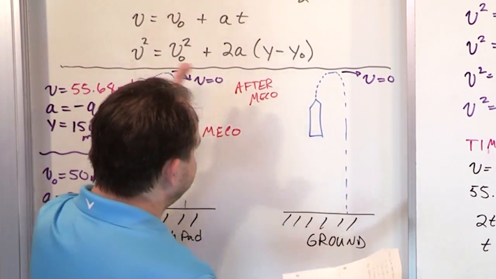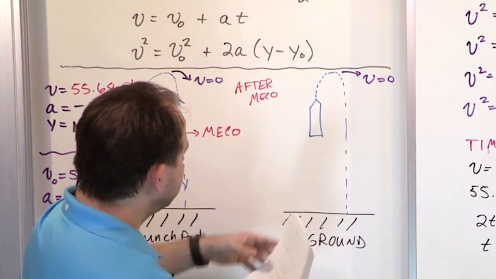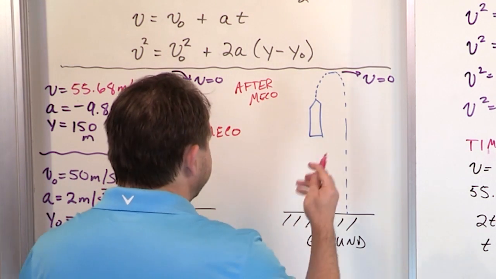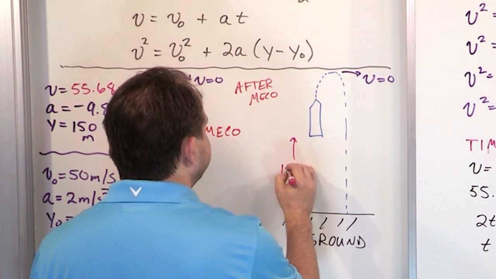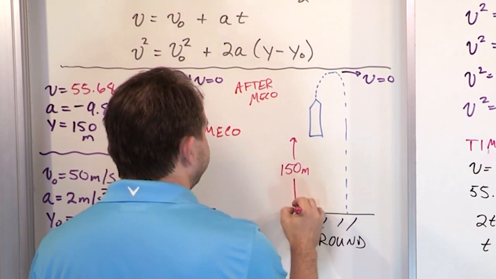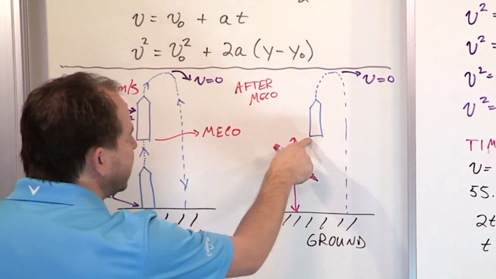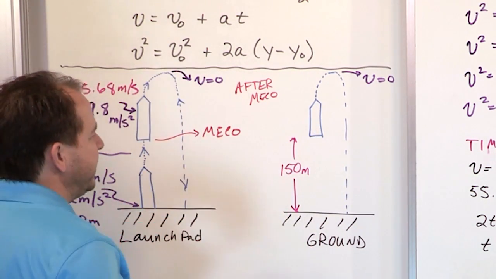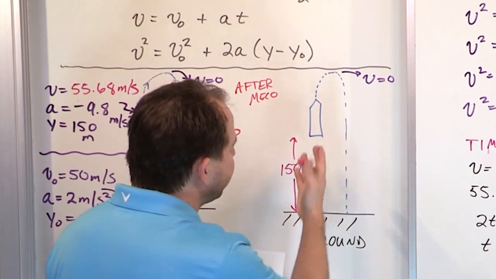You would never draw this picture here. You would draw this. You would say, well, it's 150 meters in the air, right? And I know the velocity here, so you'd write that down. I'm not going to write it again because we already did. And you would do a free fall problem.